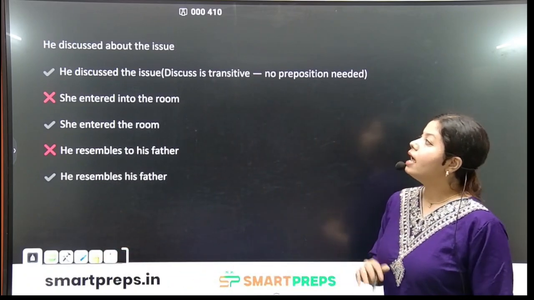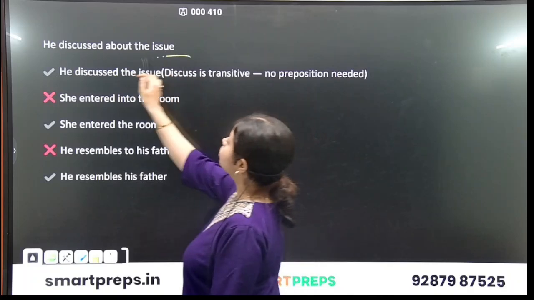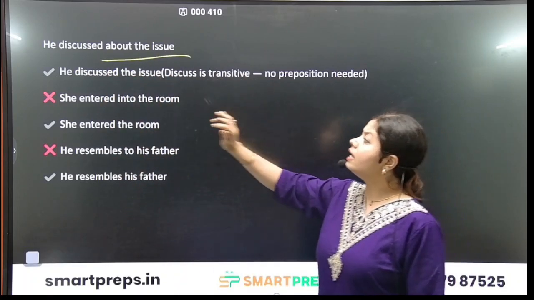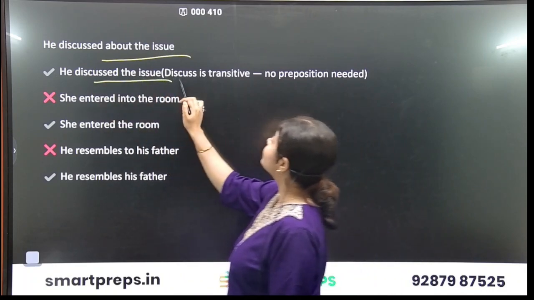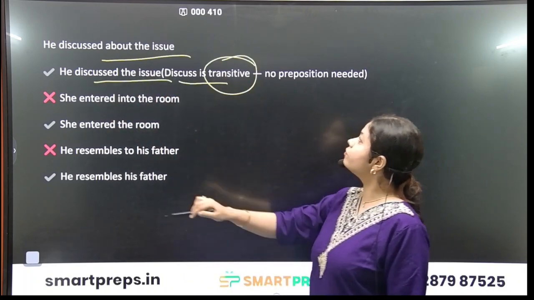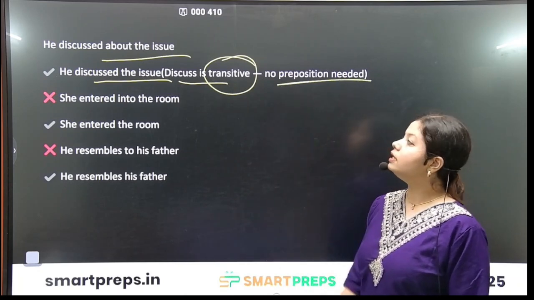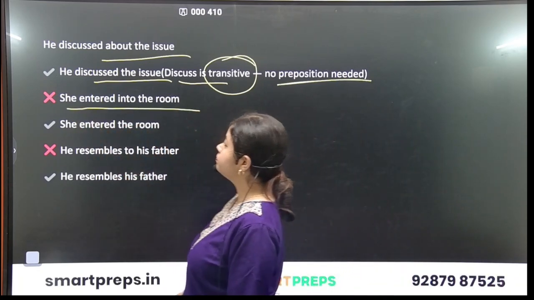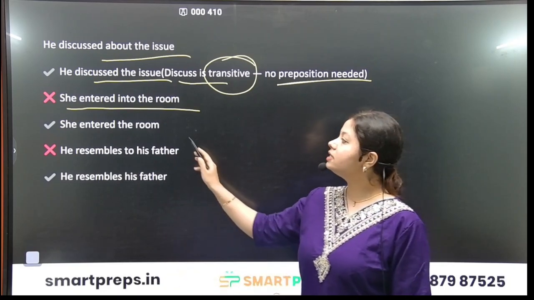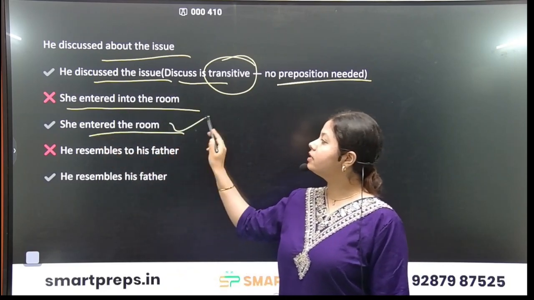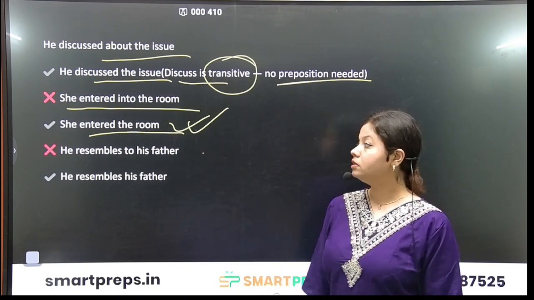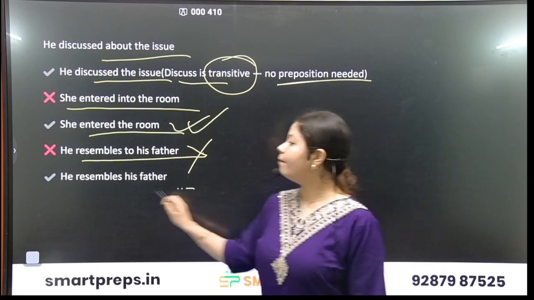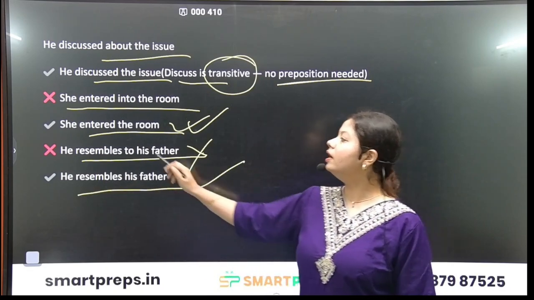Now just check, "He discussed about the issue" is a statement given. The correct sentence is "He discussed the issue." Discuss is transitive, no preposition needed. "She entered into the room" is wrong; "She entered the room" is the correct sentence. "He resembles to his father" is wrong; "He resembles his father."